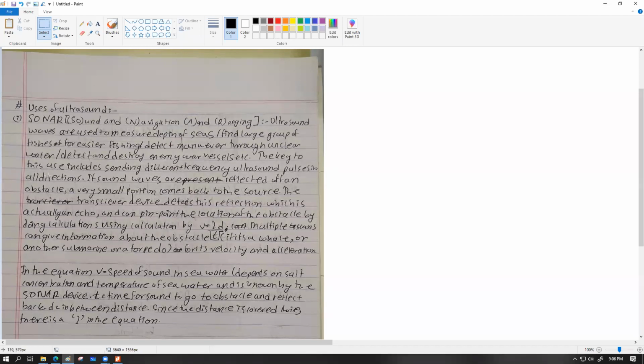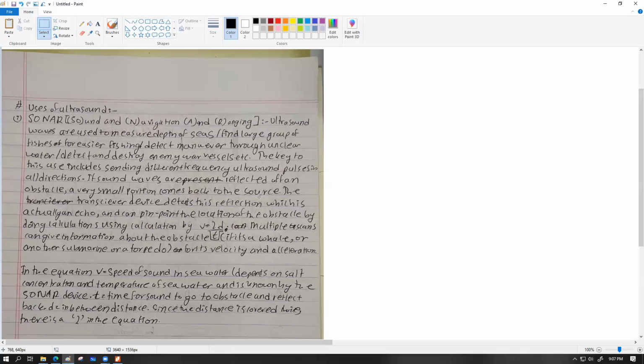The key to this use includes sending different frequency ultrasound pulses in all directions. Slightly different frequency sounds are sent in all directions. If sound waves are reflected off an obstacle, a very small portion comes back to the source. This is basically how we talk. So the device, that vessel, is going to produce a small pulse of a certain ultrasound frequency, and it will be reflected off something that is away.